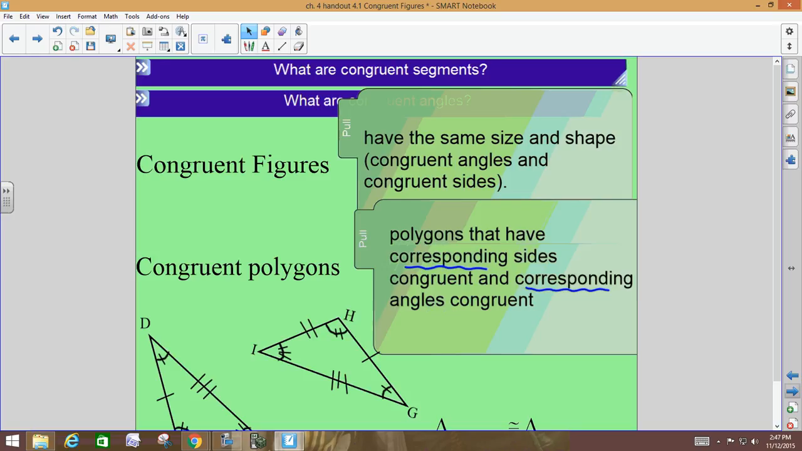Why are there two definitions? Because there's a difference between a figure and a polygon. Last chapter we said a polygon is made up of only segments, meaning there's no curves. Figures can have curves, so you can have congruent ovals and hearts and circles. Those are still considered to be figures.